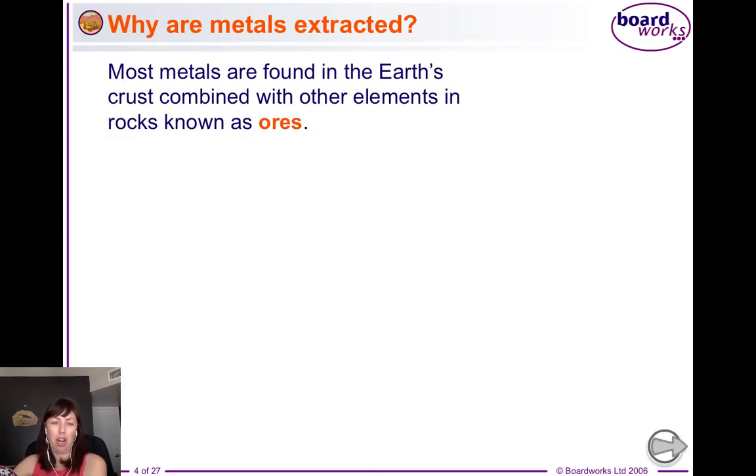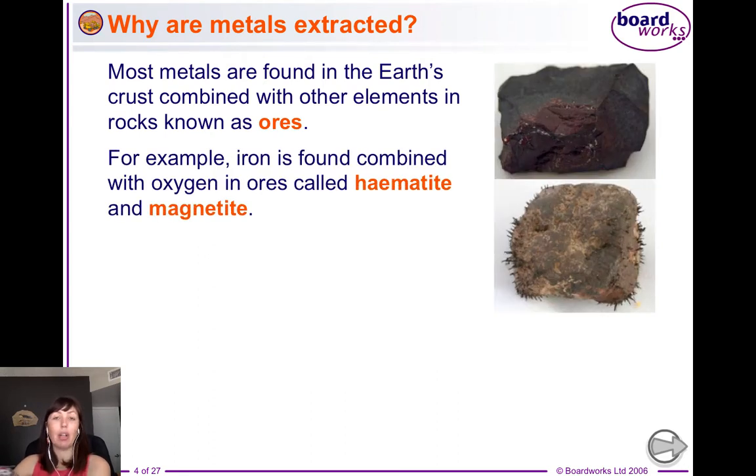So why do we extract metals? Most metals are found in the Earth's crust, combined with other elements, and this is called an ore. It's really important that you understand that. A metal combined with other elements in a rock is called an ore. For example, iron, which we use widely, is found combined with oxygen in ores called hematite and magnetite. And these are ores that Cambridge expects you to know.